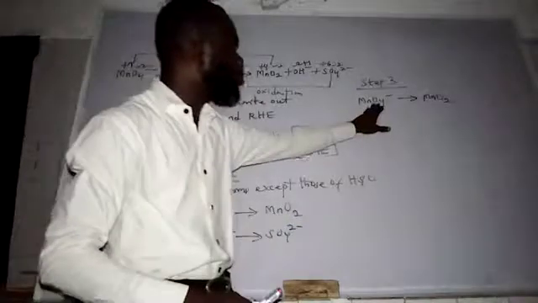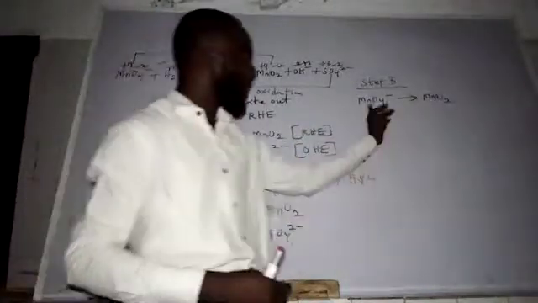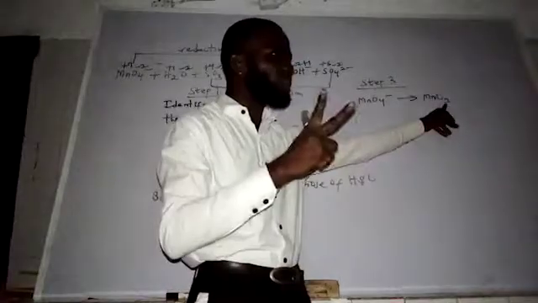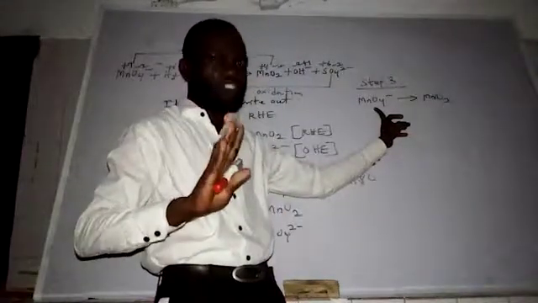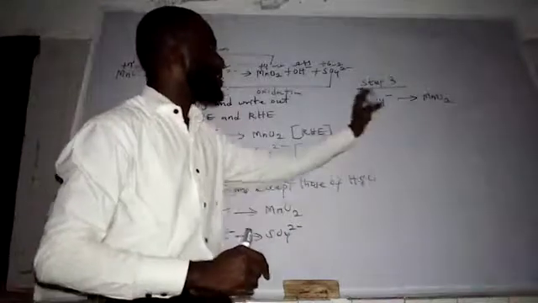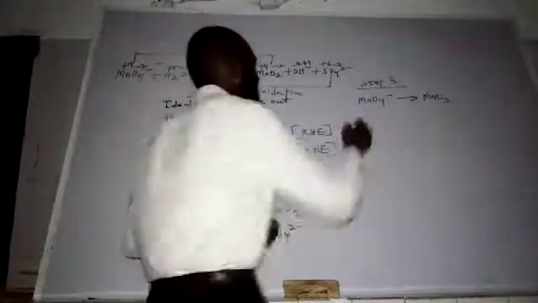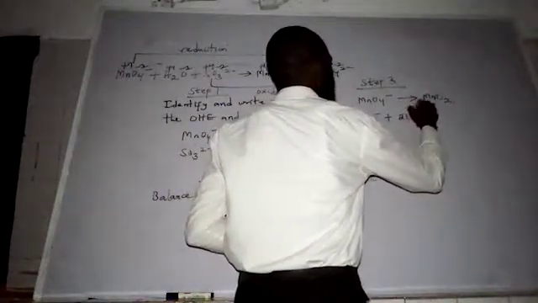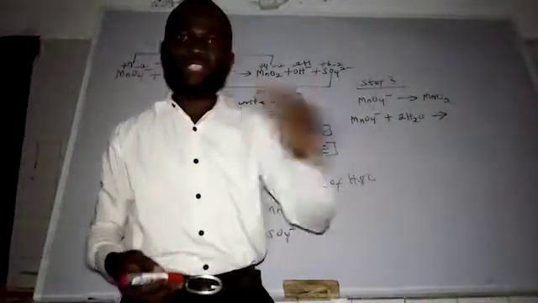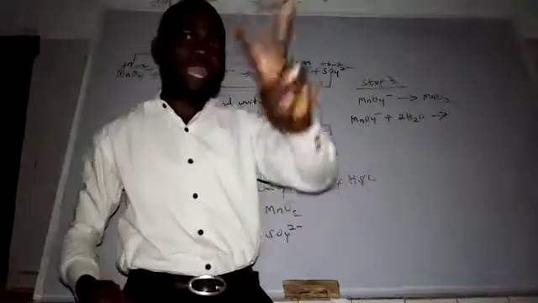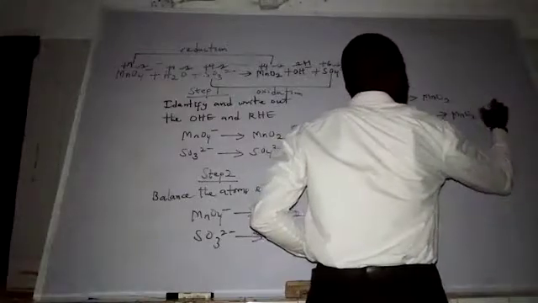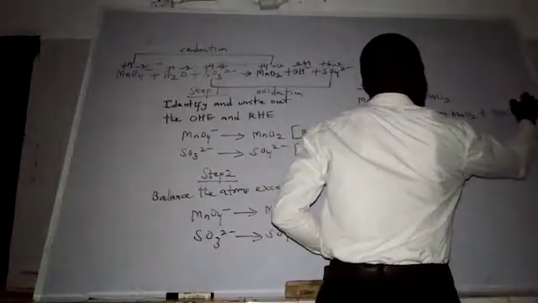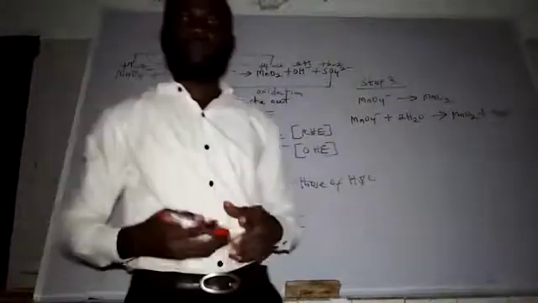But here I have 2 additional oxygen atoms. If I compare these 2 sides, this one has got 2 atoms of oxygen, this has 4 atoms of oxygen. So what I'm going to do now is to add 2 water molecules here. So I will have MnO4 minus plus 2H2O. Then instead of adding 2 hydroxyl ions to the other side, it becomes 4 because I have 2 extra oxygen atoms there. Okay, so that will be MnO2 plus 4OH minus.